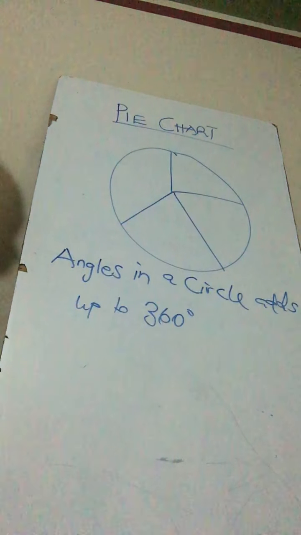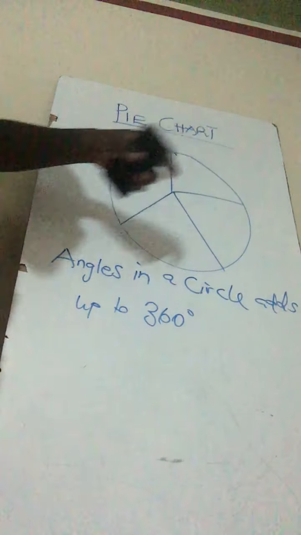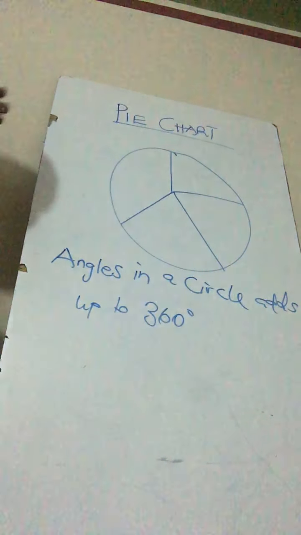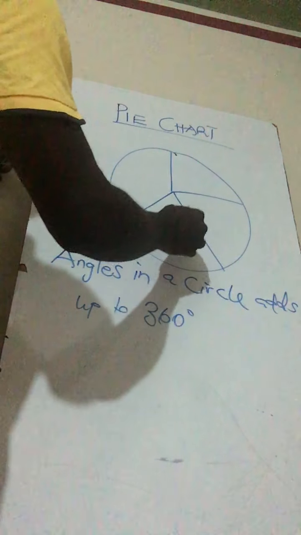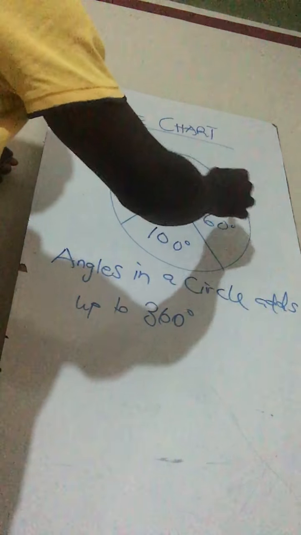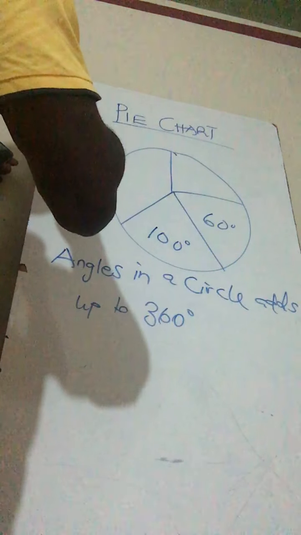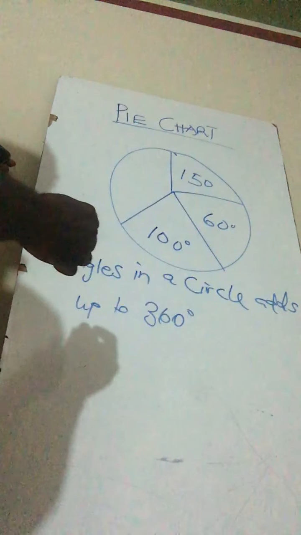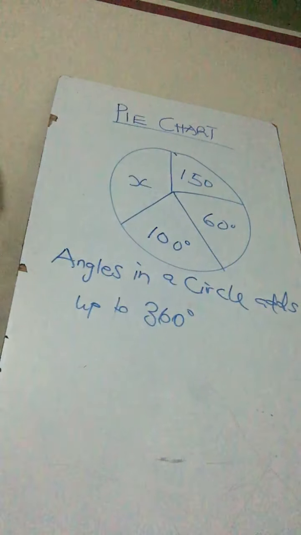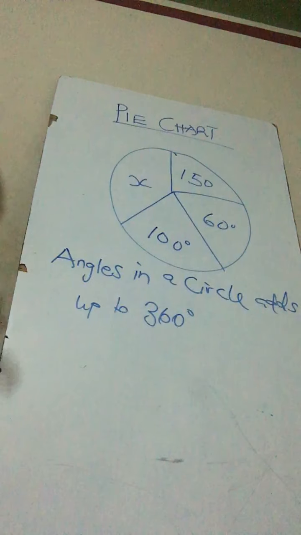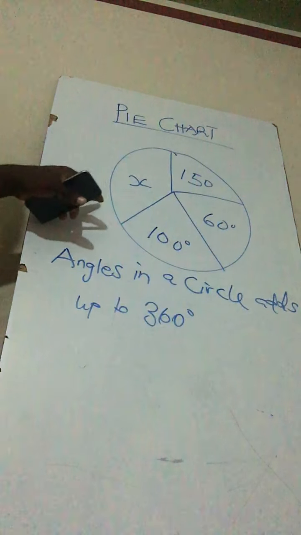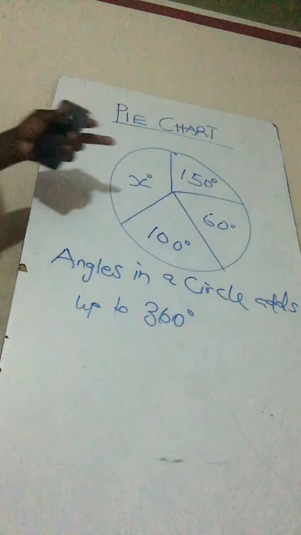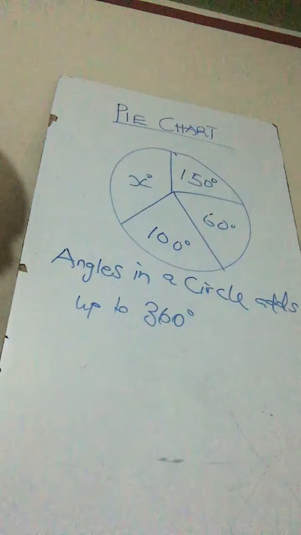And so when you are given a pie chart question and there are degrees here, make sure when you add everything you get 100%, you get 360 degrees. Assuming we have 100 here, we have 60 here, we have 150 here, and there's nothing here. You get it? Anytime you get a pie chart question, you have to make sure all the angles in the pie chart are equal to 360 degrees. That's when you add them.